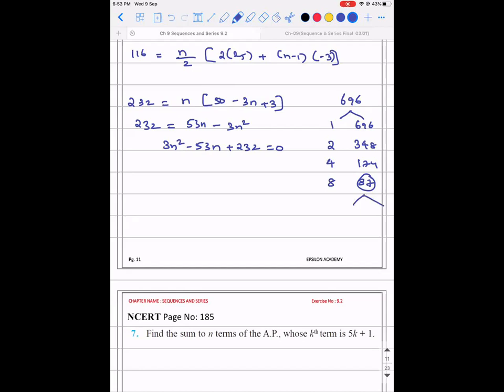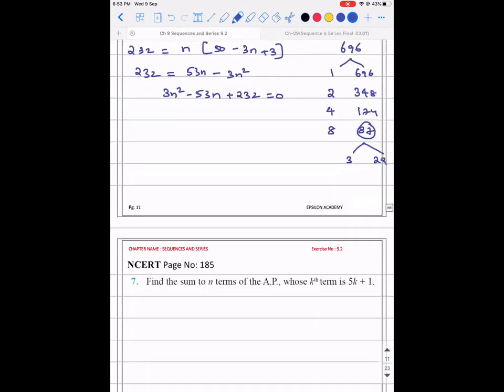Then 87 has to be further split. So 87 is not divisible by 2. So we should try with 3. Is it divisible by 3? 29, yes, sir. 29. So 3 and 29. Now observe what we can do is 8 into 3 is 24 and 29. So what is 24 plus 29? 53. 53, but we need a minus sign.